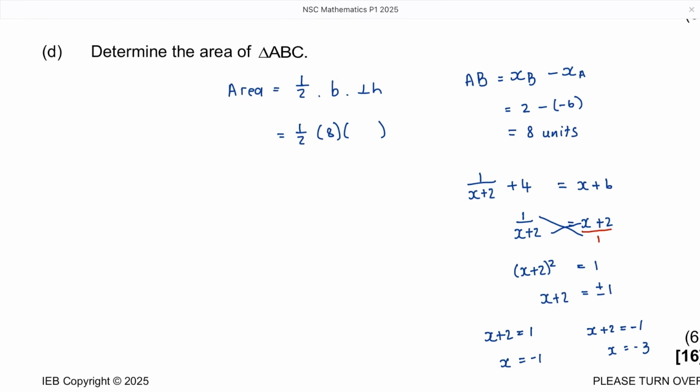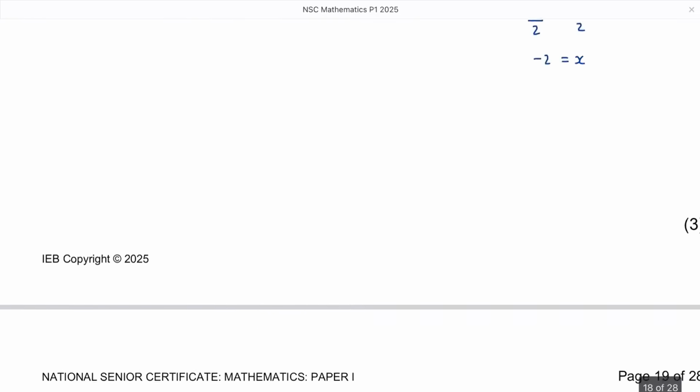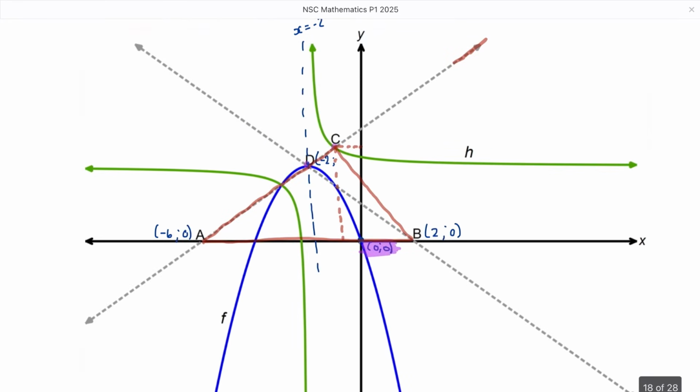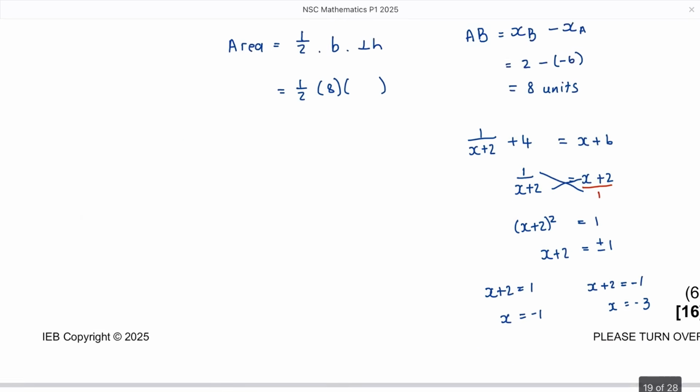So now that we have the x values, we now need to go and check which one C would be. So if we look at the diagram, we've got more than one point of intersection between the axis of symmetry and the hyperbola. So C would definitely be the -1, and this other point of intersection would be the -3 value for x. So we now need the y value.